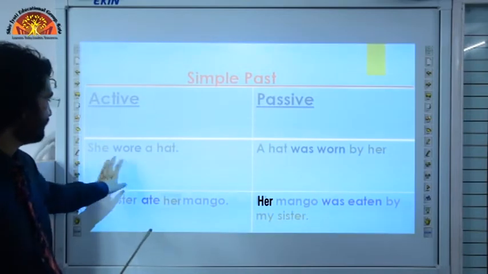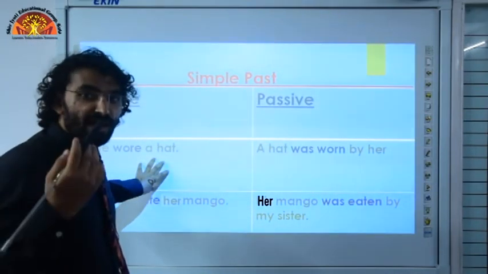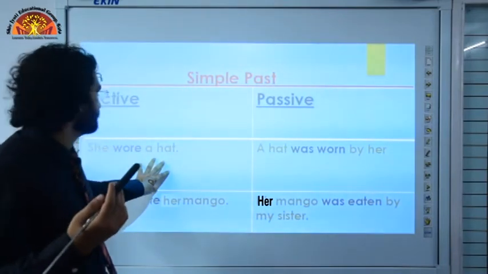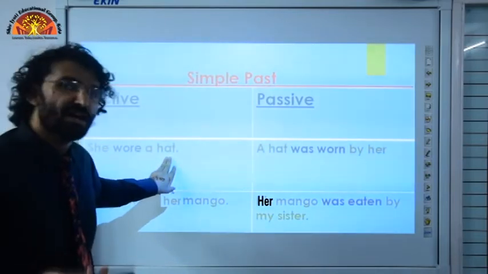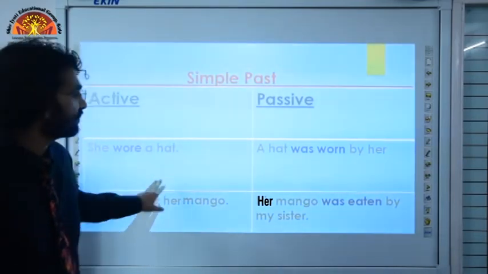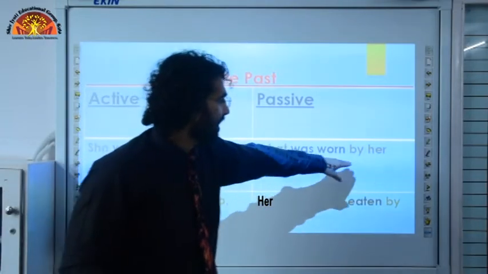And when you see this, she wore a hat, you should be able to know in your mind that this belongs to simple past. And when it is about simple past, how do we change it? How do we convert it? We convert it like this. A hat was worn by her.